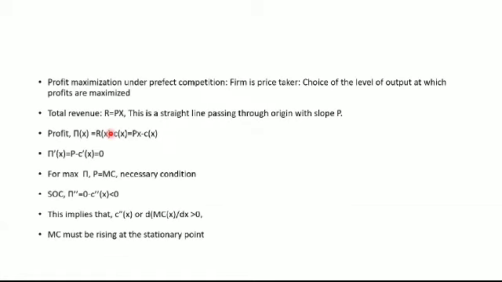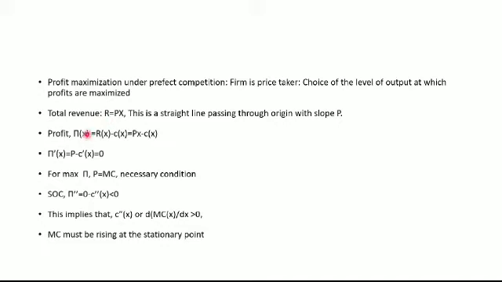We know how profit maximization is done under perfect competition. The first order condition should be price equal to marginal cost, price is equal to marginal revenue, this should be equal to marginal cost. And the second order condition is that the marginal cost should be rising at the point of equilibrium. Here R equals Px. This is a straight line passing through the origin with the slope P.